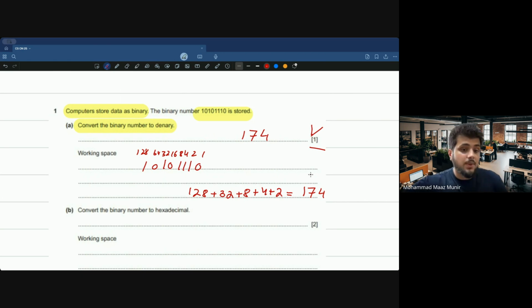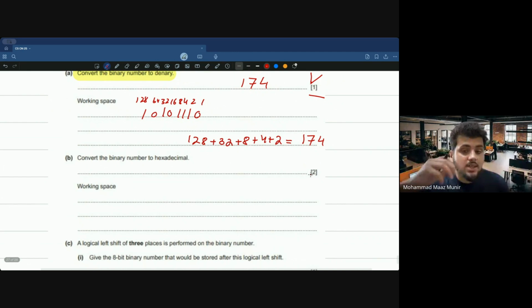Now, part B. Convert the binary number to hexadecimal. How will I be converting this binary to hexadecimal? Remember, we divide the binary number into groups of 4, which we called what? Nibble. Now 1010 and then 1110. We make a barrier between the groups, and then we are going to be dealing with each of them separately.